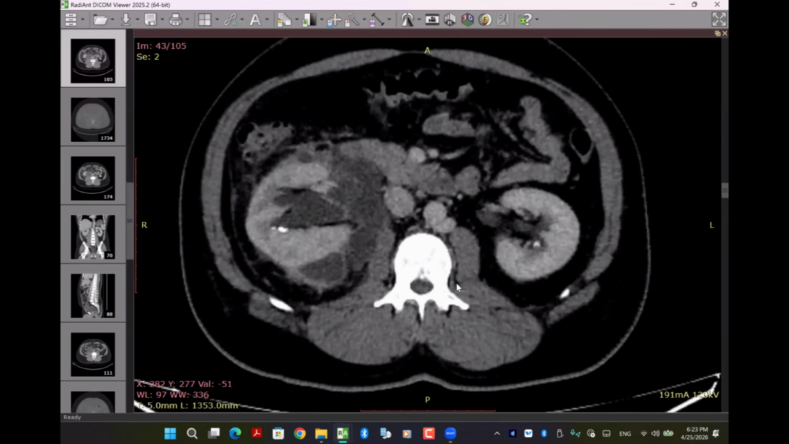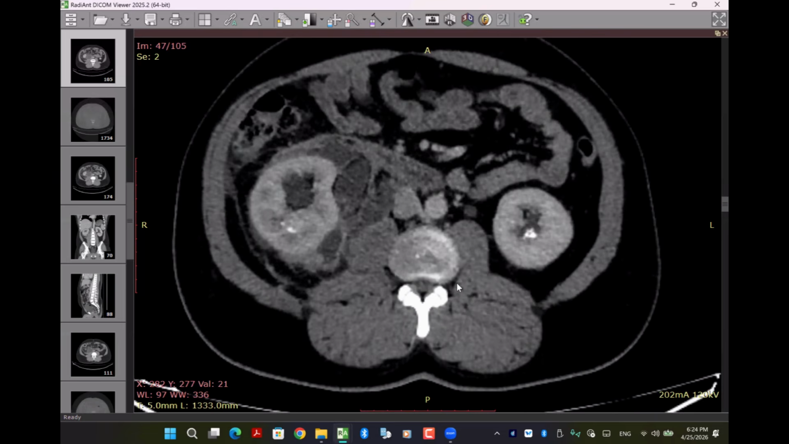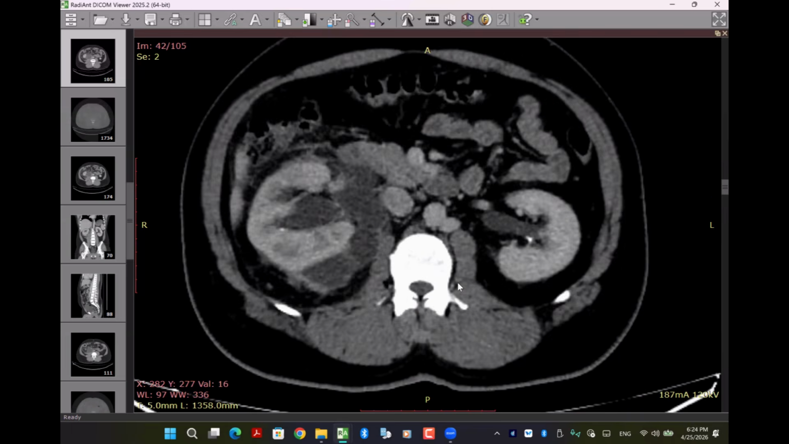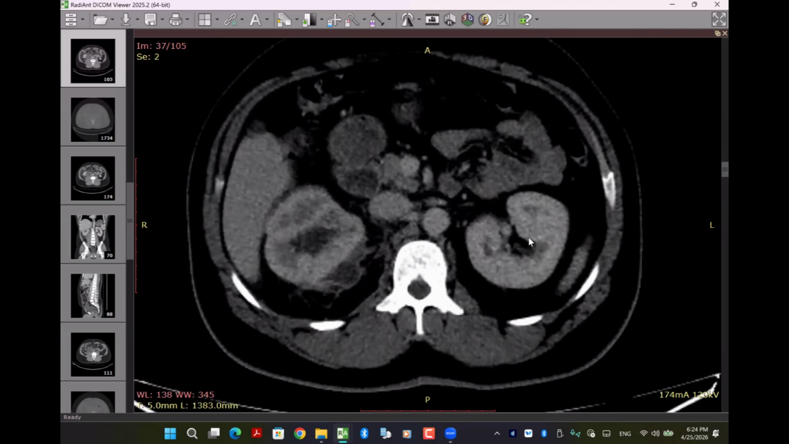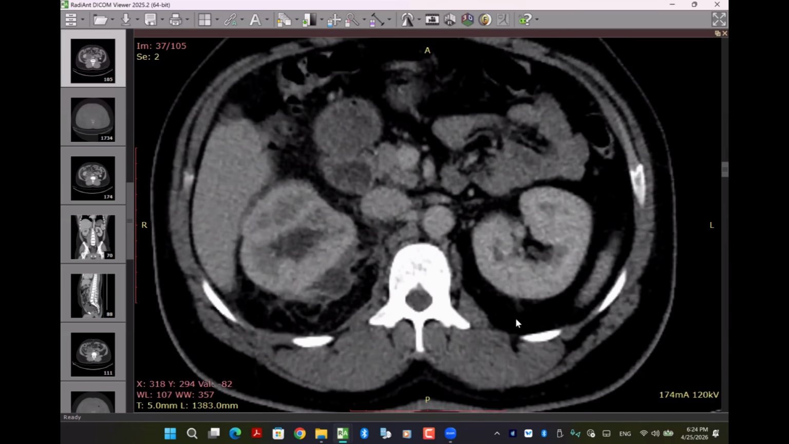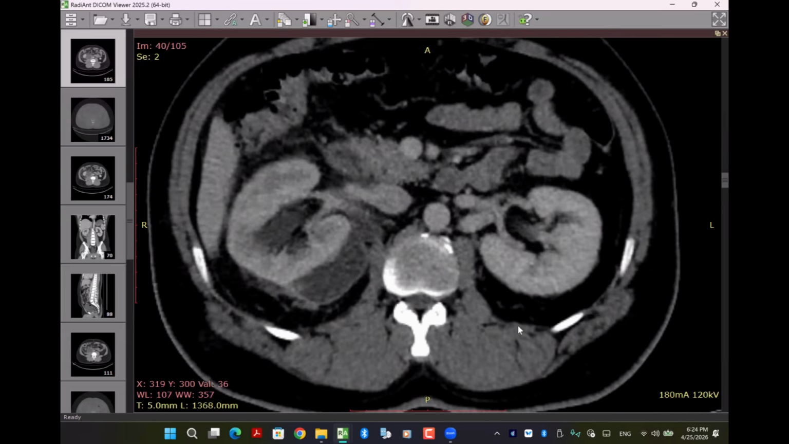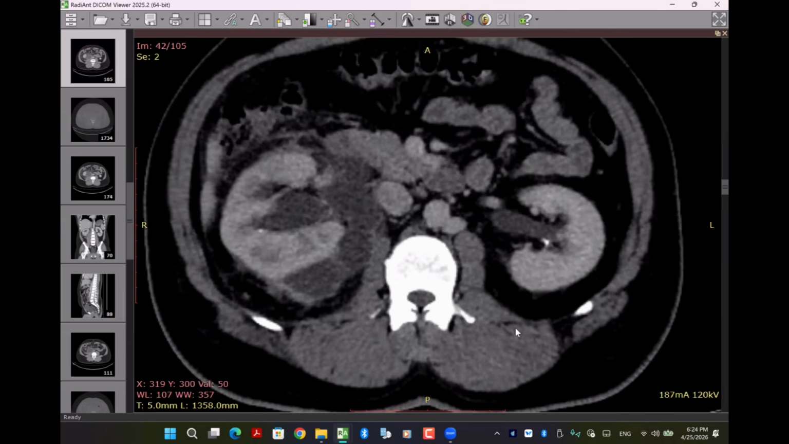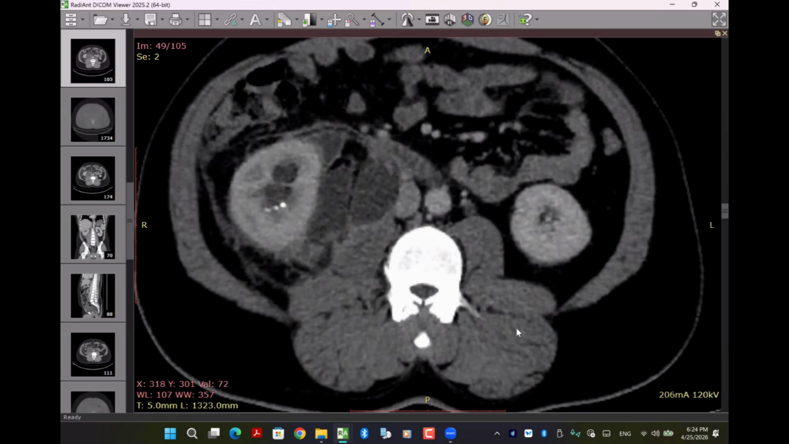This is the CT abdomen. Corticomedullary phase of the kidneys, in which I can appreciate hypodensity around... There is a hypodense collection in the perinephric space of the right kidney, as well as dilatation of the right pelvicalyceal system.